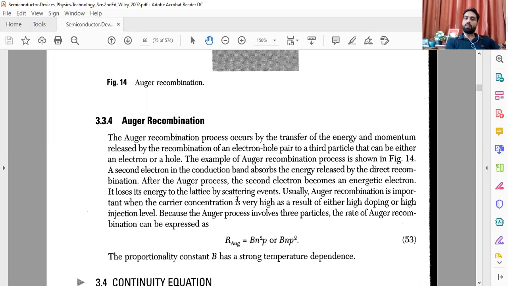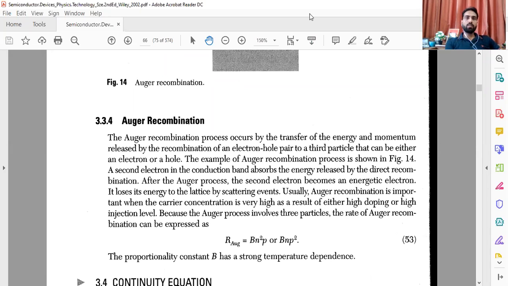So after the Auger process, the second electron becomes an energetic electron. It loses its energy to the lattice by scattering events. Usually, Auger recombination is important when the carrier concentration is very high as a result of either high doping or high injection level. Because the Auger process involves three particles, the rate of Auger recombination can be expressed.